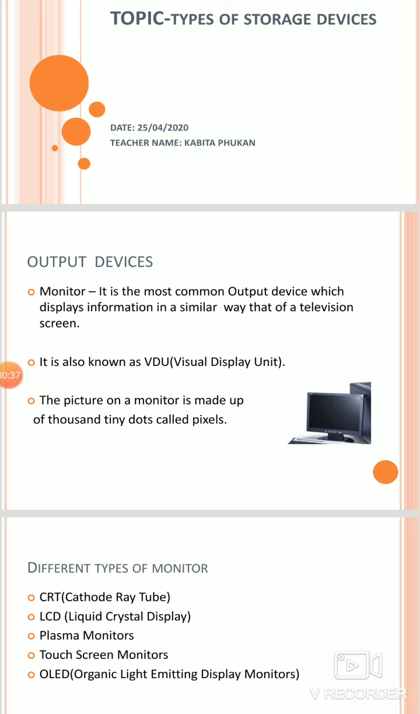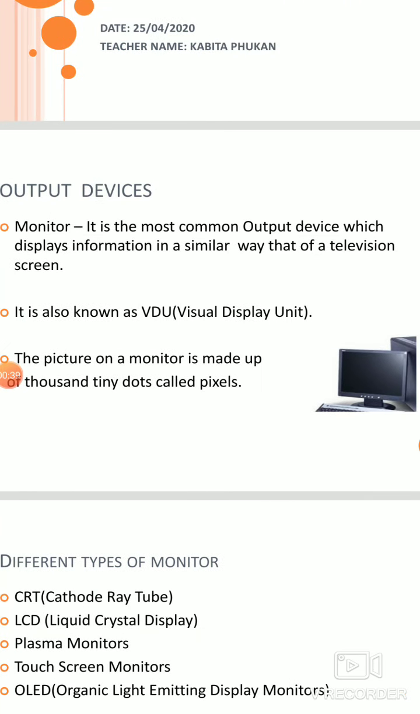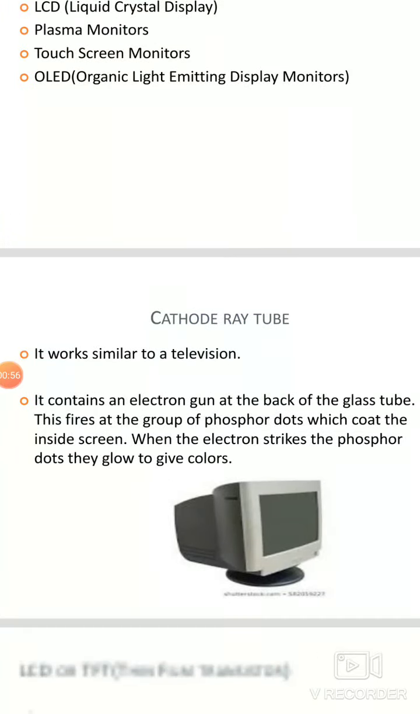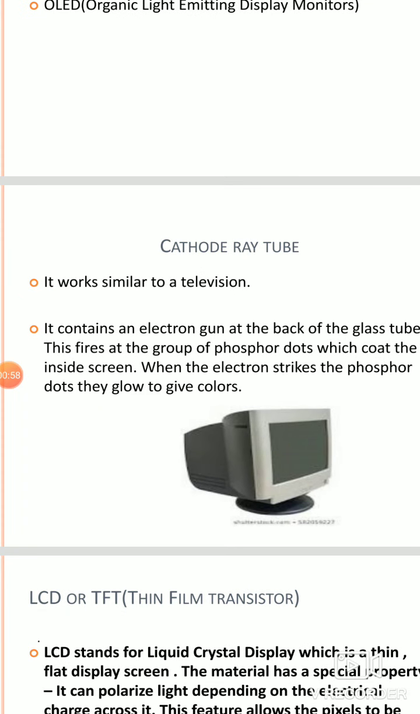And there are different types of monitors. First is cathode ray tube, next is LCD, liquid crystal display, next is plasma monitors, after that touchscreen monitors, then OLED, organic light emitting display monitors. Now see, cathode ray tube.